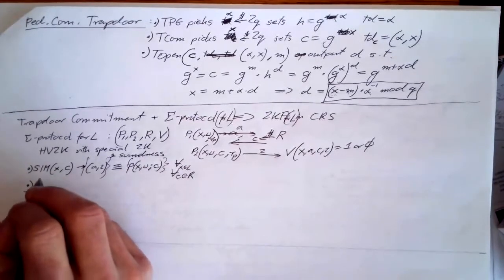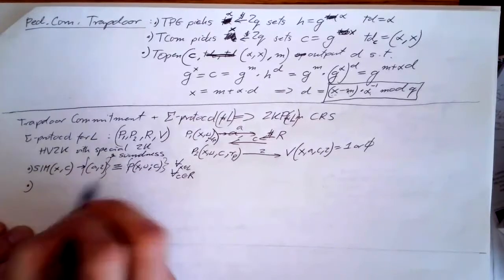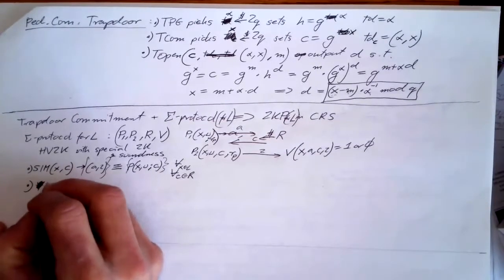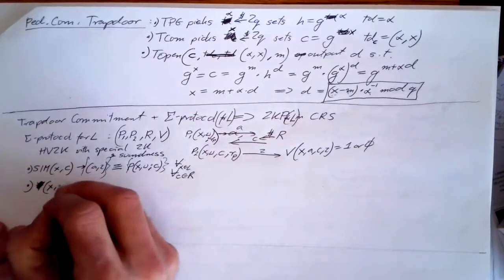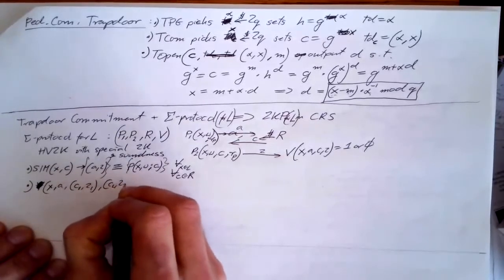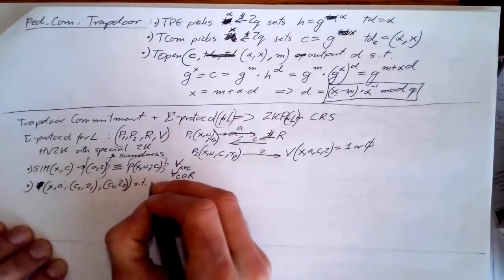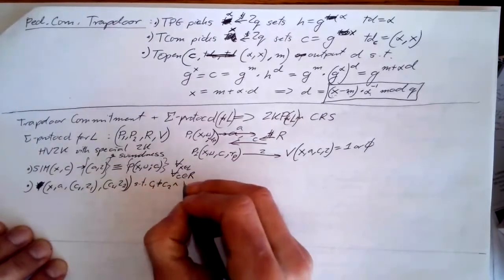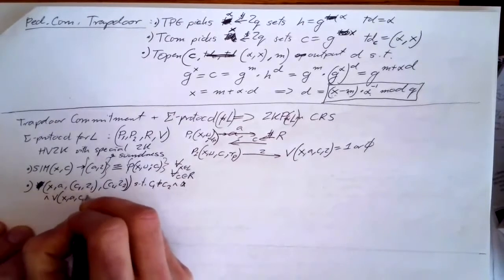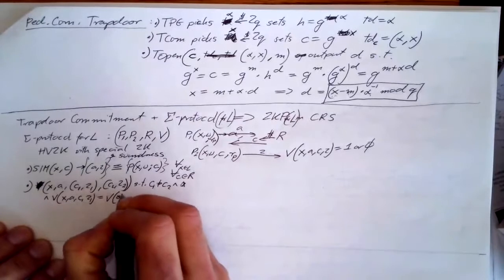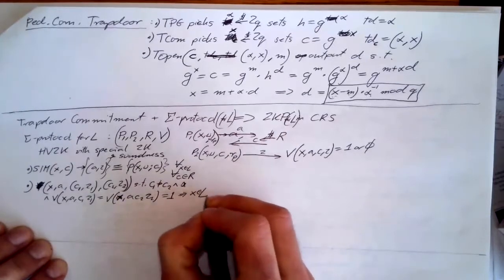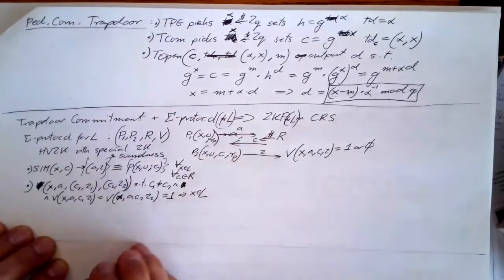Okay, and so that was the special HVZK property, and special soundness was that whenever you have X, A, and two transcripts, C1, Z1, and C2, Z2, such that the challenges are not equal, but the verification algorithm on X, A, C1, Z1 and the verification algorithm on X, A, C2, Z2 both accept, then that means X is in the language. Okay, that was the special soundness.